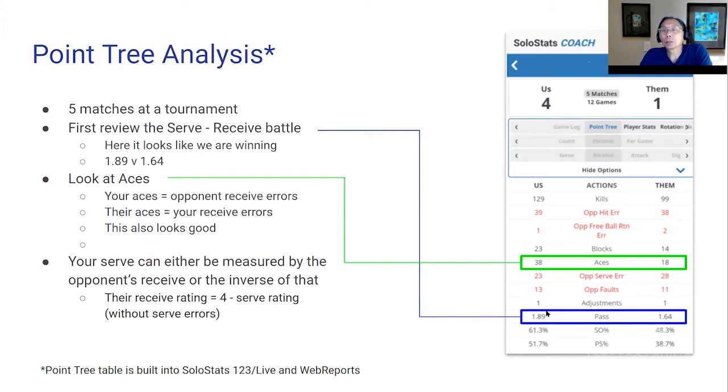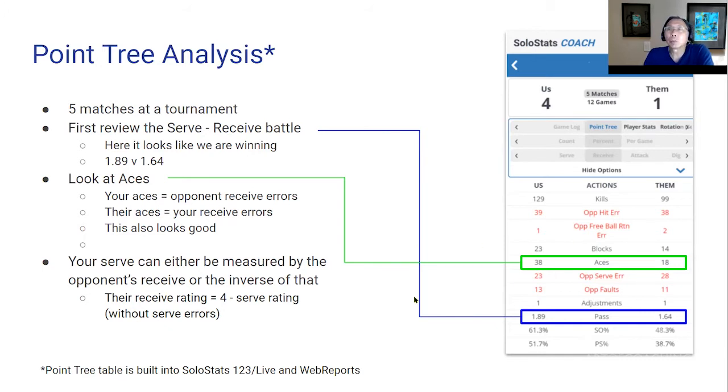So the first key thing is to look at the serve and receive battle. And so here you can see we won 4 and lost 1 match. We averaged 189, which is very good, and then our opponents averaged 164. Now you can see this is being generated a lot from the number of aces. We had 38 aces compared to our opponents' 18. So it gives you an idea of how much pressure we're putting on our opponents by serving.